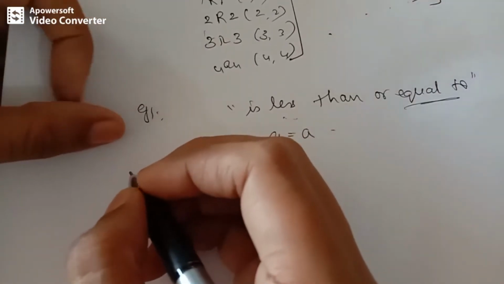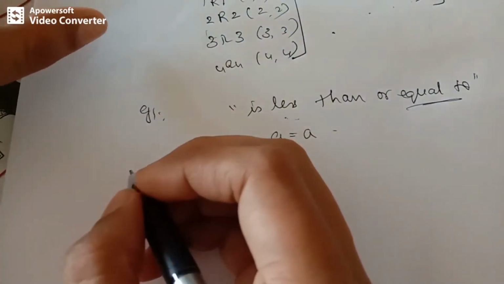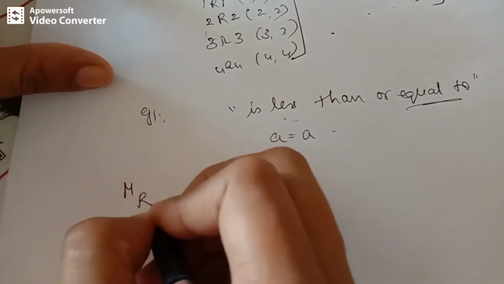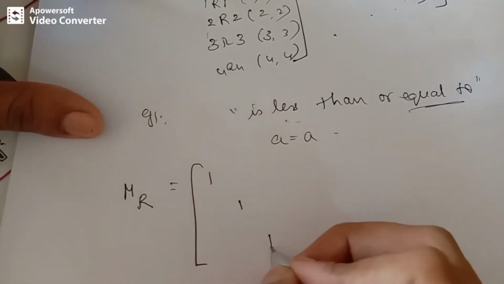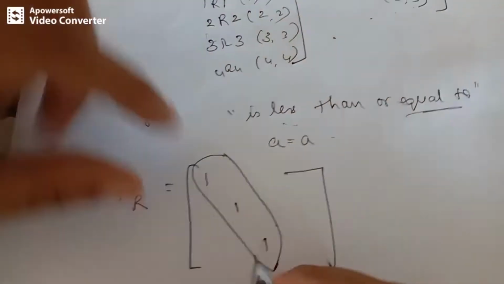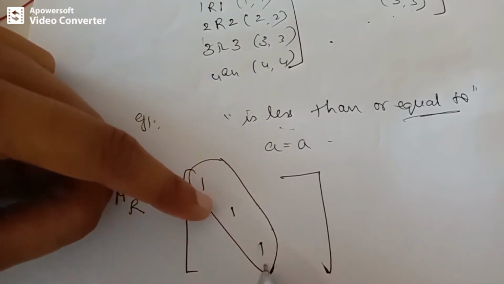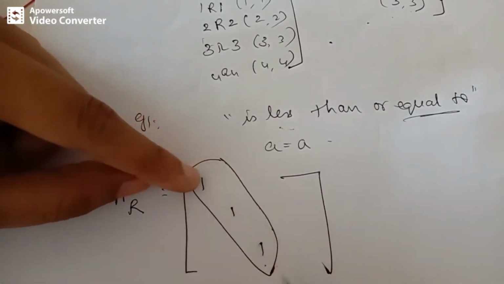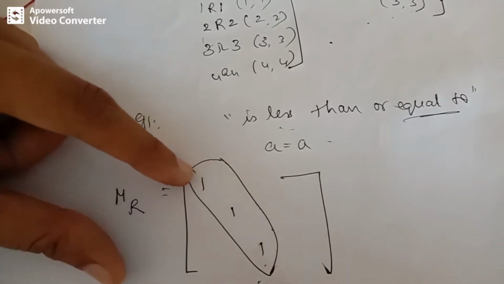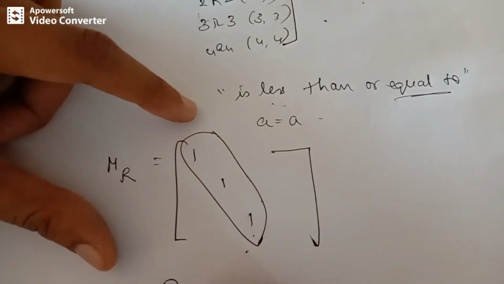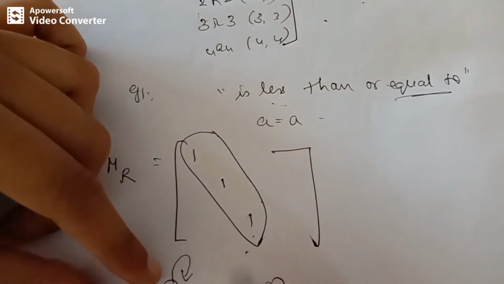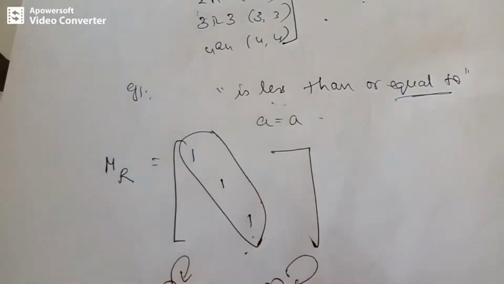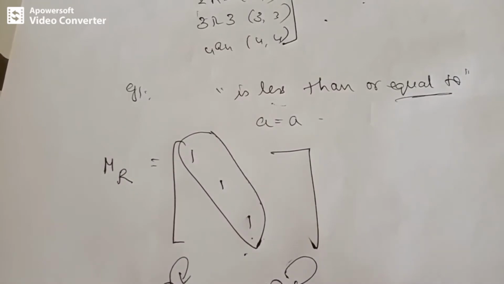And we can define some points related to reflexive relation. That is, the matrix of the reflexive relation, MR, will have ones in the main diagonal. You can observe that we have this property satisfied while defining the matrix of the relation. We have ones in the main diagonal, and whenever we draw the diagram, let's say there are 3 vertices, for each of the vertices there will be a self loop, because 1 is related to itself, (1, 1) there is an edge, (2, 2) there is an edge, (3, 3) there is an edge.